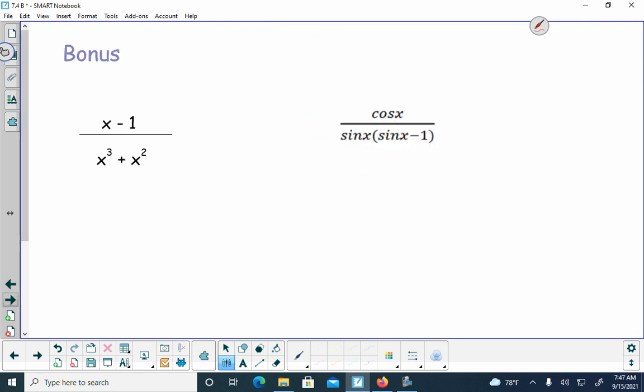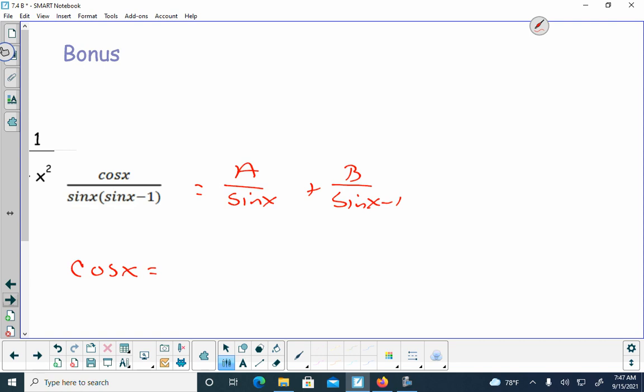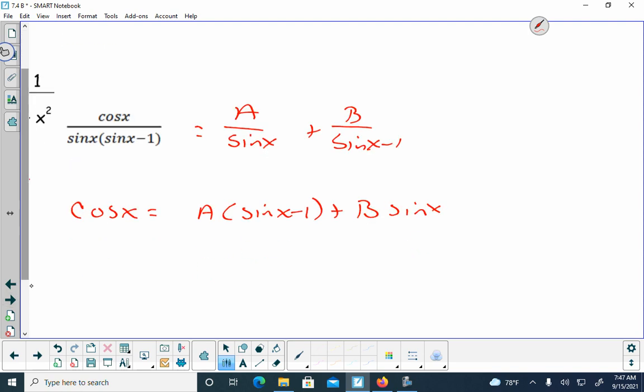Okay, we did not do this one. This one we talked about in class, so you're still going to do it the same way. You're going to have a over sine of x plus b over sine of x minus 1 because they're both linear. So I'm going to have cosine x is equal to a times sine of x minus 1 plus b times sine of x. So then I distribute my a, and I'm going to have a times sine of x minus a plus b times sine of x is equal to cosine of x.